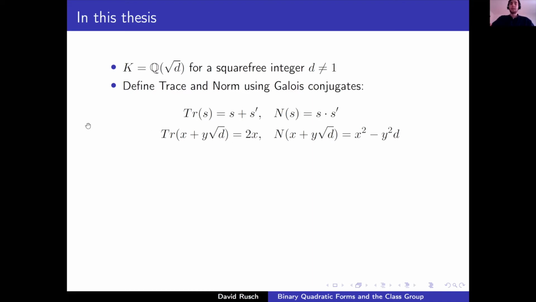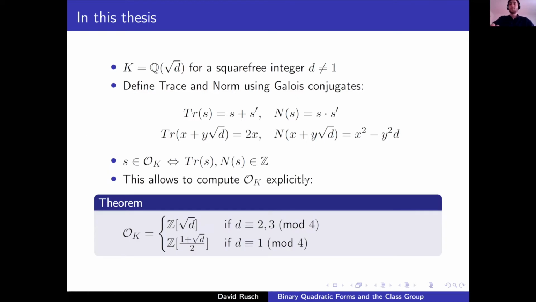One thing we notice is that an element is in the ring of integers if and only if its trace and its norm are rational integers. And this then helps us to characterize the rings of integers. So there's a theorem I proved in the thesis. The ring of integers is always of the form Z adjoin an element, in the quadratic case at least. And this element depends on the residue of D modulo 4.